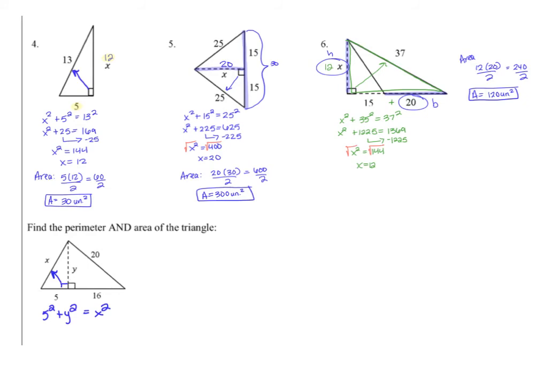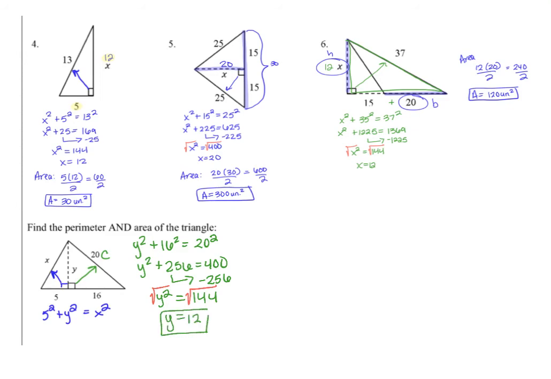If you look opposite the 90-degree angle, the 20 is going to be my c, the y is going to be a leg, and the 16 is going to be a leg. So we'll have y squared plus 16 squared equals 20 squared. So y squared plus 256 is equal to 400. Subtract the 256 to isolate the y squared. 400 minus 256 is 144. Then we take the square root to solve for y. So y is equal to 12.